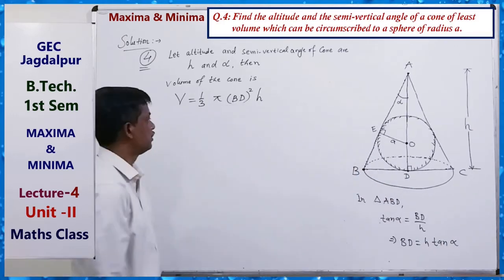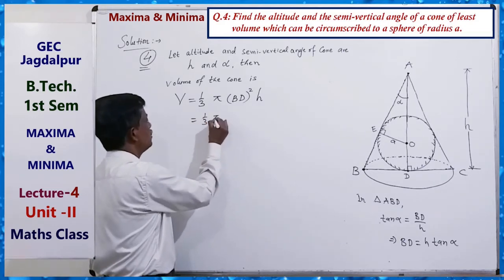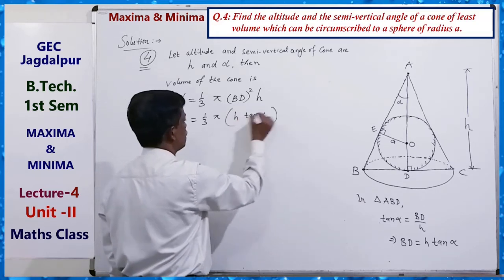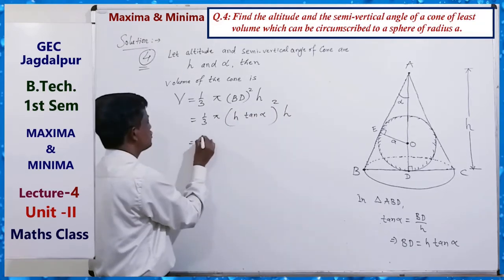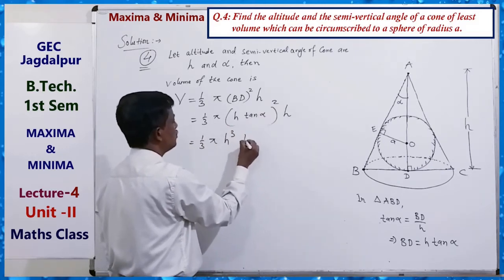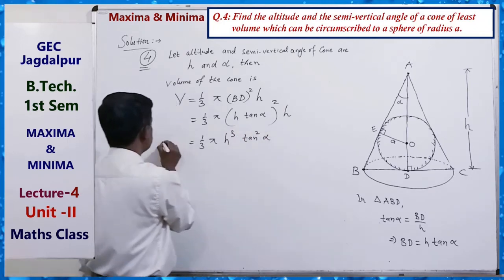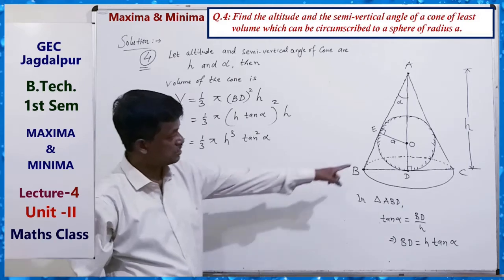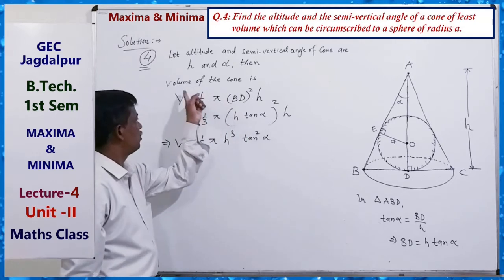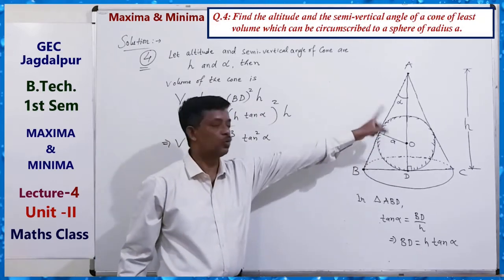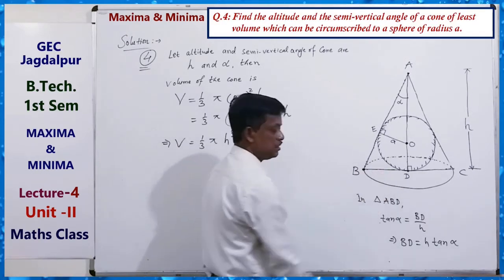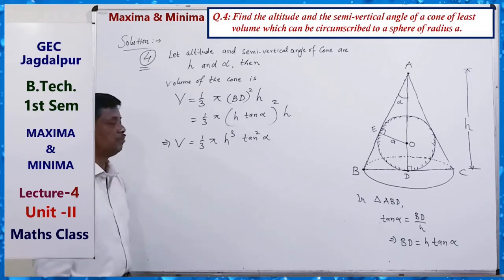So here we can write 1 by 3 pi, h tan alpha whole square, times h. This equals 1 by 3 pi h cube tan square alpha. So this is the volume. By using this diagram, we found BD, which is the radius of the cone, with h the height.